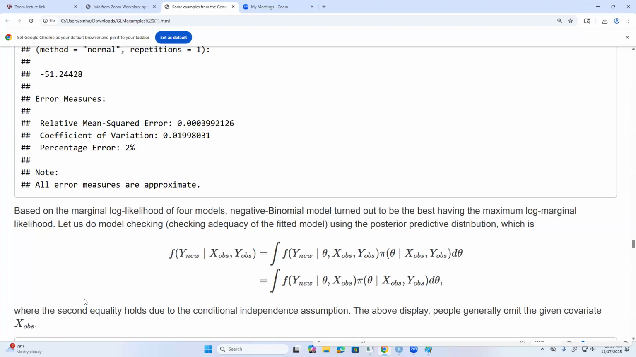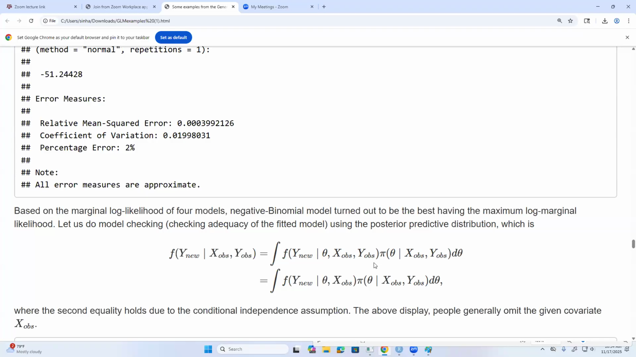How do you do that? Using the posterior predictive distribution, which is y new given the observed data, x observed and y observed. And the idea is, in order to find this one, we write the model for a new observation given theta and the observed data, and integrate theta with respect to its posterior distribution. We learned this posterior predictive distribution in our material chapter 2 or chapter 3.